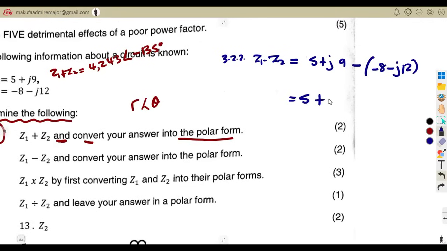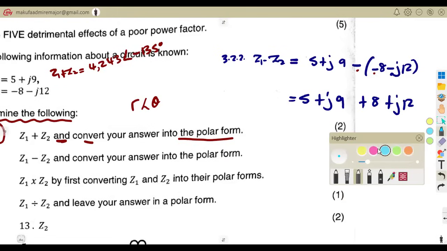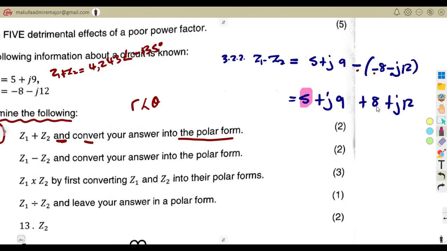So it's 5 plus J9. The minus affects, so it's minus, minus. That was going to be a positive 8. Minus and a minus here is going to be a plus J12. So as you can see, the minus here is the power. It affects. With that, you have to consider your real terms on their own, the imaginary terms on their own. So 5 plus 8 was going to give us 13, 9 and 12 was going to give us a plus J21, which is in rectangular form.